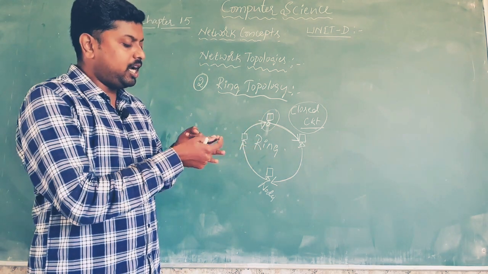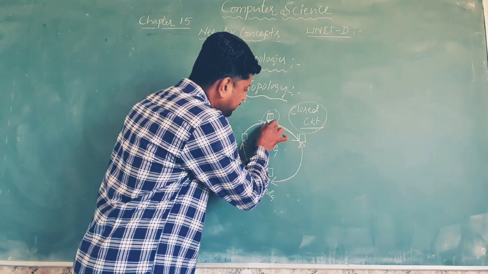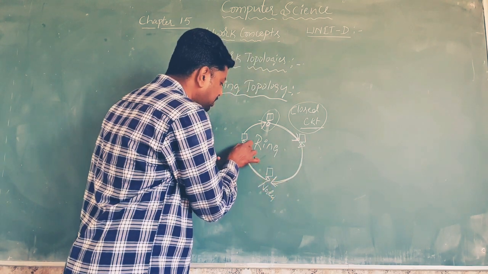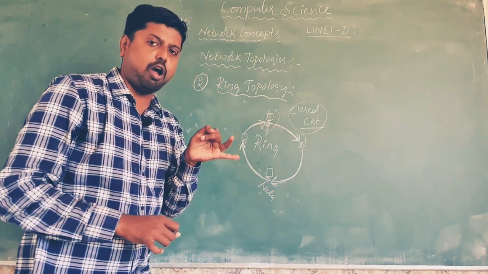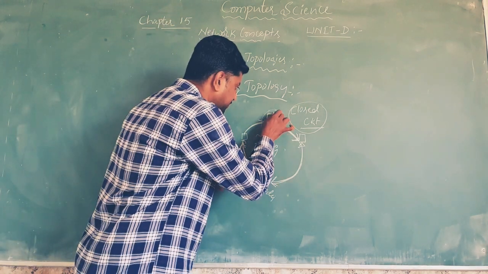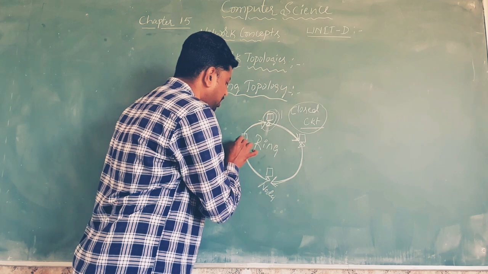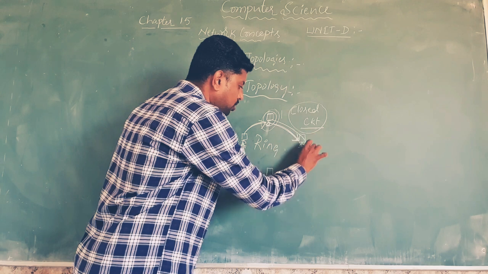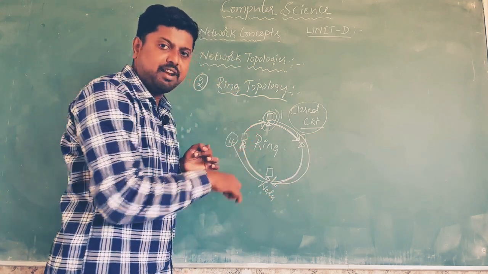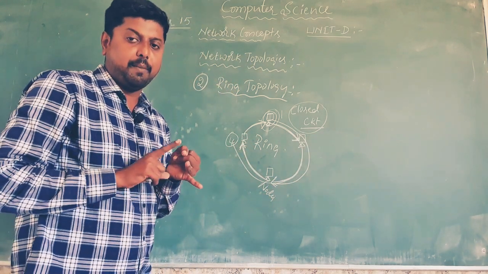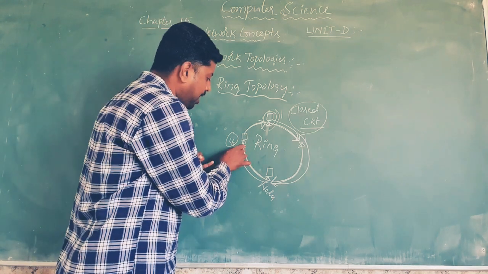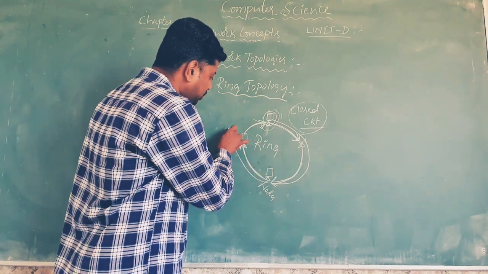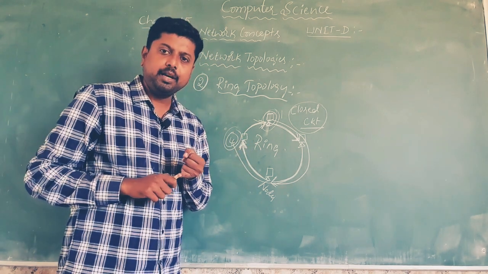Then the ring topology has a circular shape, and the connection is in a path. So this is also one major drawback of the ring topology, because if the data wants to be sent from computer 1 to computer 4, automatically it will pass through computers 2, 3 and 4. So it will consume more time for the communication. That's why in the ring topology, the path connection is also a major drawback.